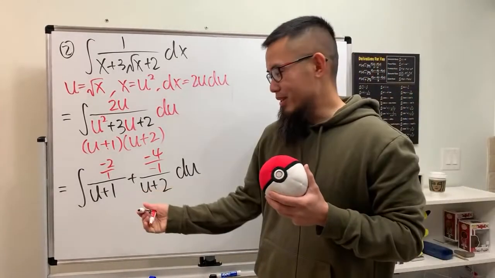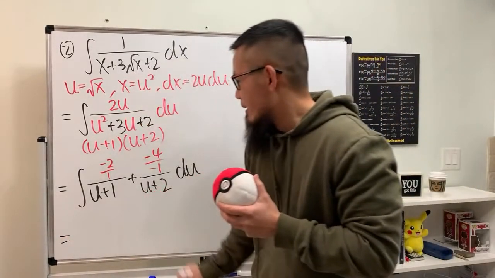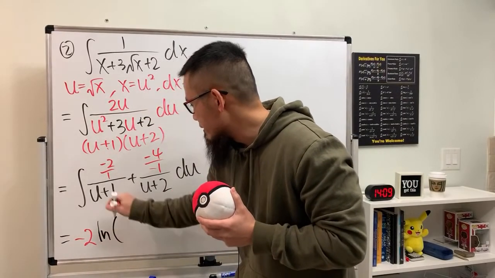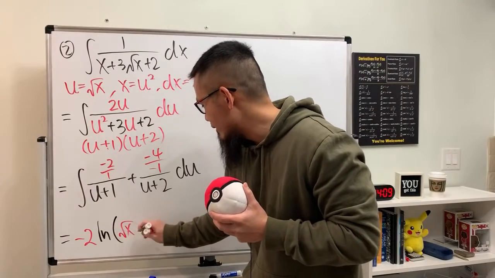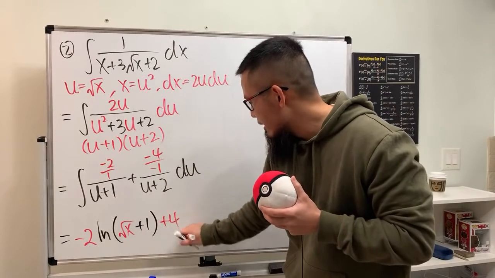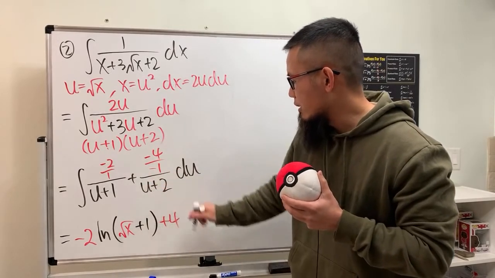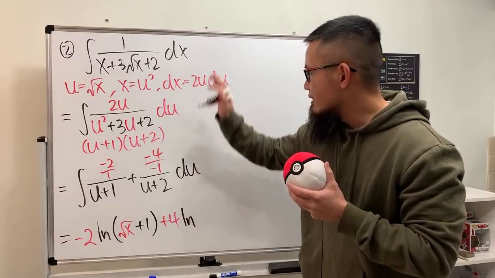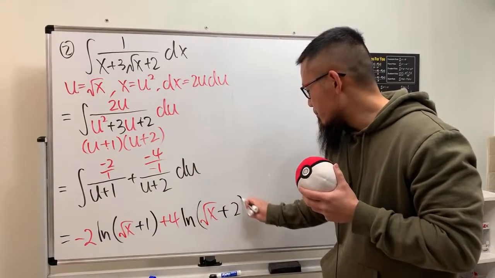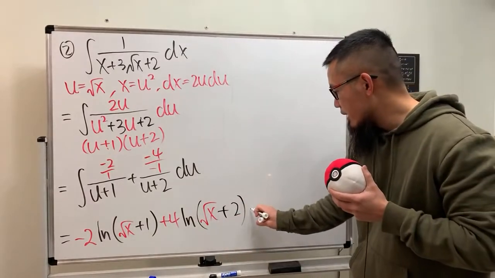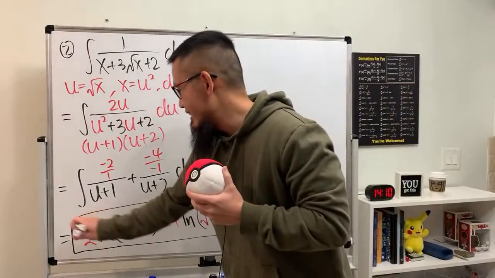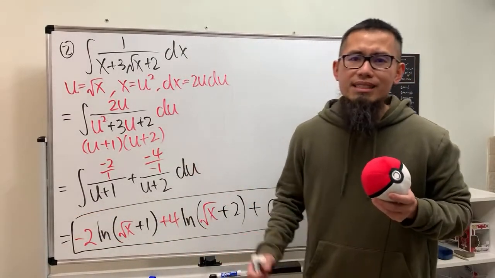Let me just put down the answer right here because this is not so bad. So right here, this is negative 2, and then ln, and then we put down parentheses, u is the square root of x, and then we put down plus 1. And then this is going to be positive 4, and then integrate the u plus 2 on the bottom. We get ln, u is the square root of x, and then we add 2 to it. Absolute value is not needed, so just parentheses, and then in the end, put down the plus c. This right here is it, right? So it's not so bad.